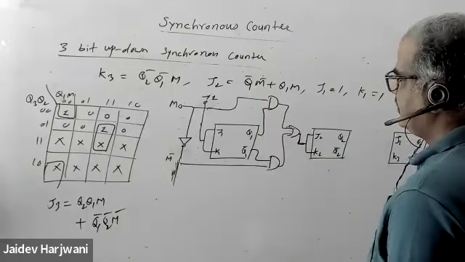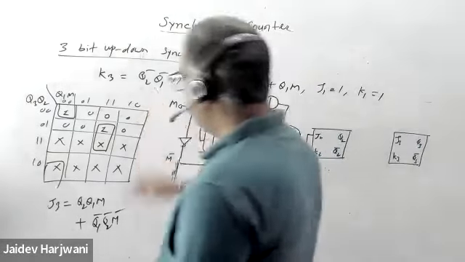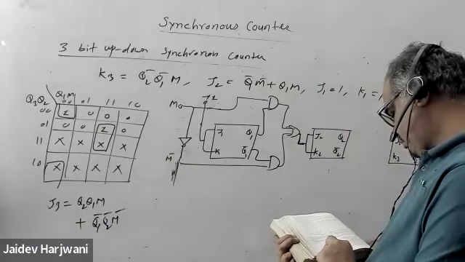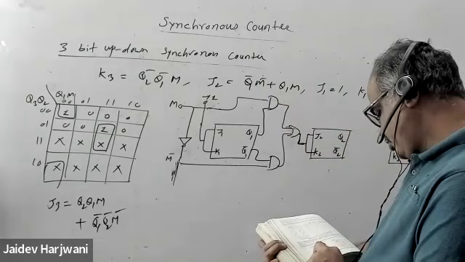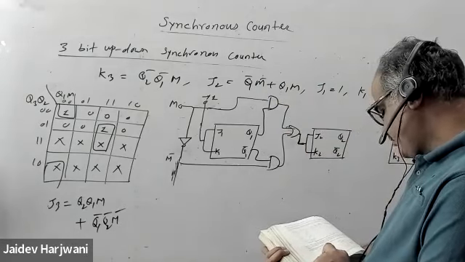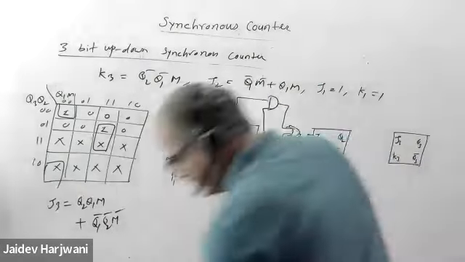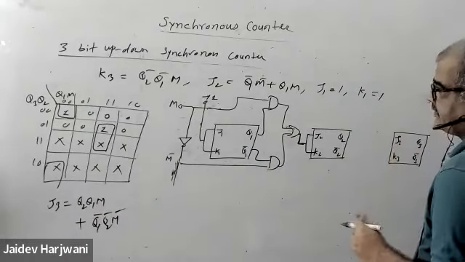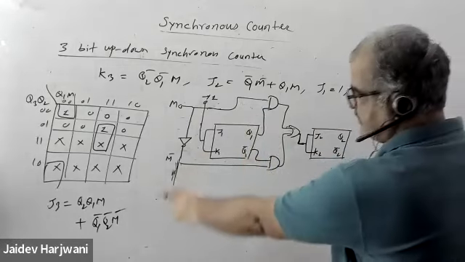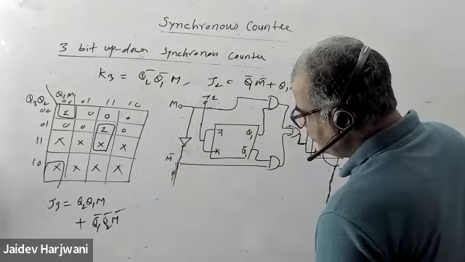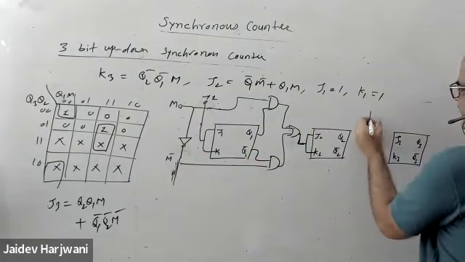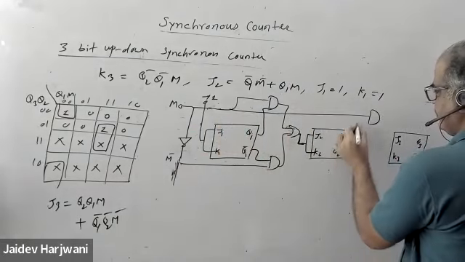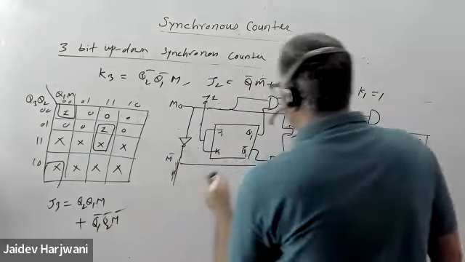Okay, now for J3 I want Q2 bar Q1 bar M bar, Q2 bar Q1 bar M bar, Q2 Q1 M. They are also same. Okay, so for J3, what is J3? This Q1 Q2 Q1 M. So I need an AND gate. I need M here. I need Q2 here. I need Q1 also here.